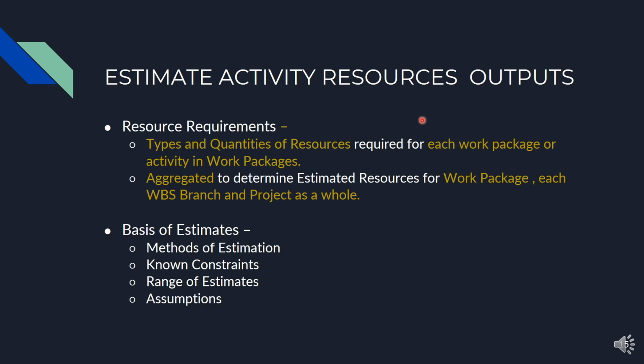So let's discuss the outputs of estimate activity resources in detail. The first is resource requirements. If we talk about the resource requirements, it should be the types of the resources and how much quantity of the resources we require for each work package or activity, and then these individual work package or activity level resources are aggregated so that we will determine the resource requirements for the project as a whole.